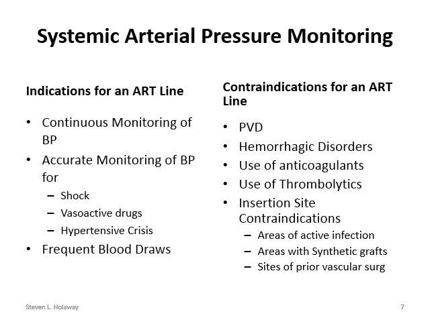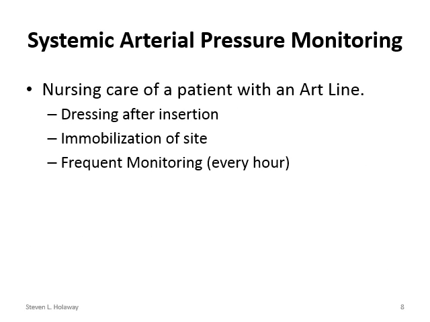If the person has an area of a synthetic graft in the area, or sites of prior vascular surgery, with the coronary artery bypass graft, they're now beginning to use radial arteries as one of the conduits for that. So you would not want to put an ART line where that has been removed in the past.